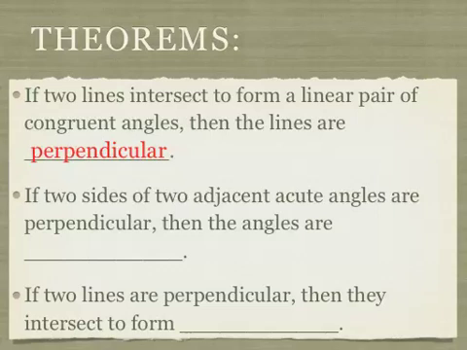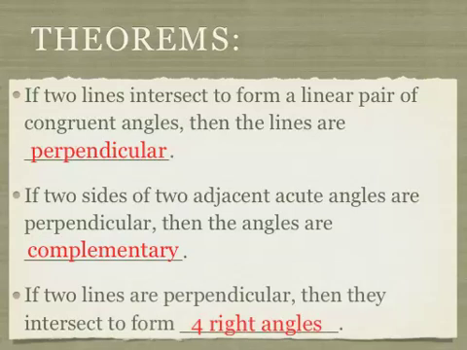The second theorem says if two sides of two adjacent acute angles are perpendicular, then the angles are complementary. If you think about two adjacent acute angles, that means two angles side by side. And if two of the sides of the angles were perpendicular, that would mean that the two smaller angles would have to add up to equal the larger angle, 90 degrees. If two lines are perpendicular, then they intersect to form four right angles.